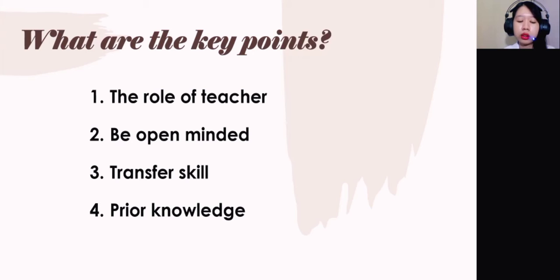The fourth one is prior knowledge. You need to activate your students' prior knowledge to make the problem solving easier.